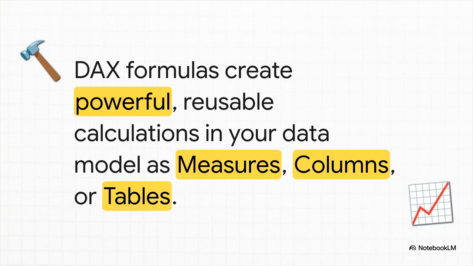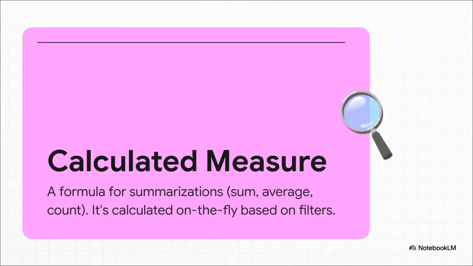You see, with DAX, you're creating powerful, reusable assets for your data model. You can make dynamic summaries called measures, create brand new data points with calculated columns, or even build entirely new tables from scratch. Let's look at each one. First up, the calculated measure. This is what you'll use DAX for most of the time. It's for your big summary numbers, like total sales or average profit. The real magic is that a measure is calculated on the fly, based on the filter context. So when a user clicks a button, your measure instantly recalculates to show the new number.